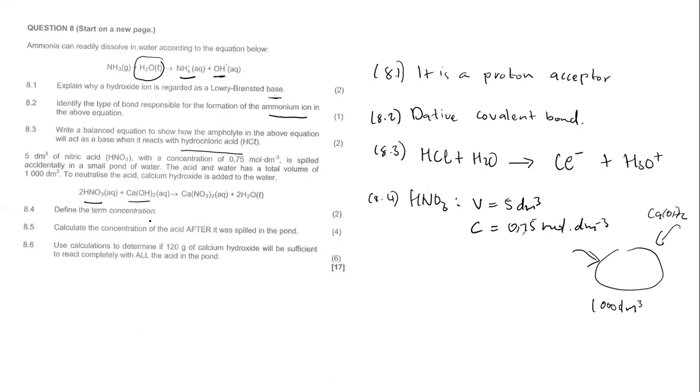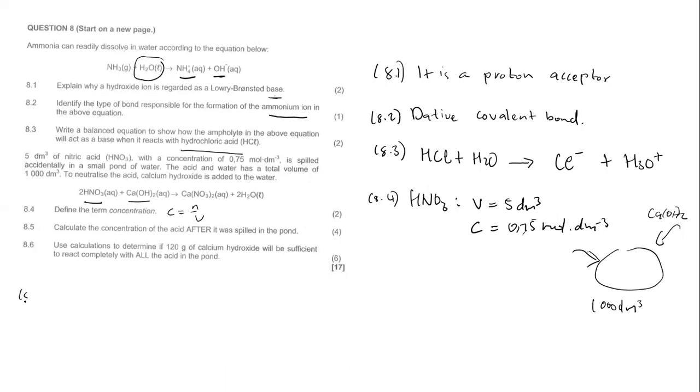Now 8.4 says to us, define the term concentration. We know that concentration is denoted by this formula: C is equal to n over V. How do we define this term? You're going to look at this formula. Here, you're going to say the concentration is, you can use number of moles, or you can just use the solutes. Solutes are the substances that you're going to add in a solution to dissolve. So you're going to say the concentration is the solute of a substance per liters. Back then, they used to say per unit volume.